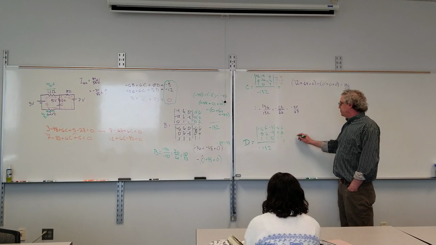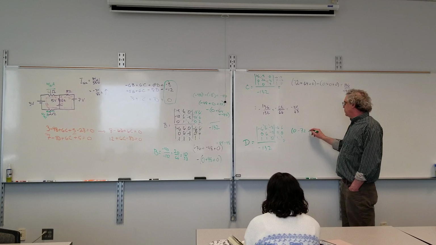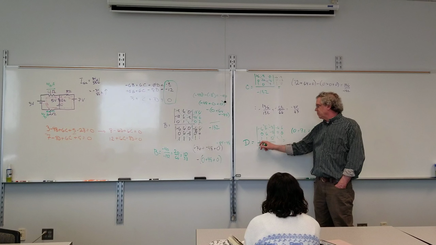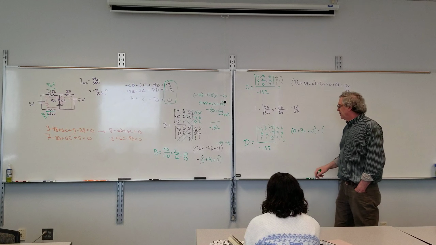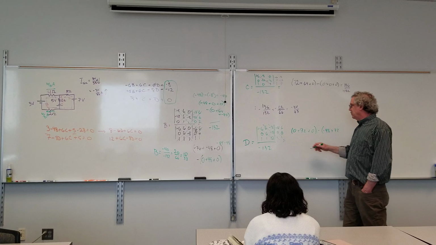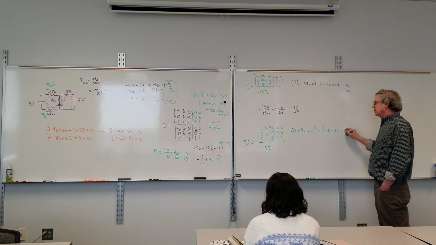So I have 0, minus 72. Plus 0, I guess plus negative 72, minus, going the other direction, negative 48, plus 72, plus 0.